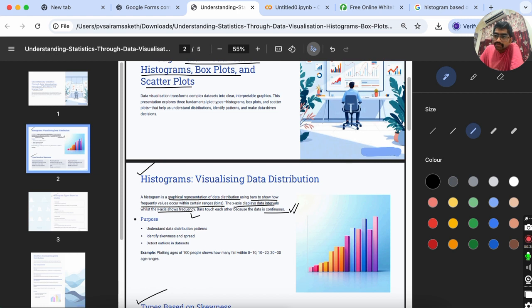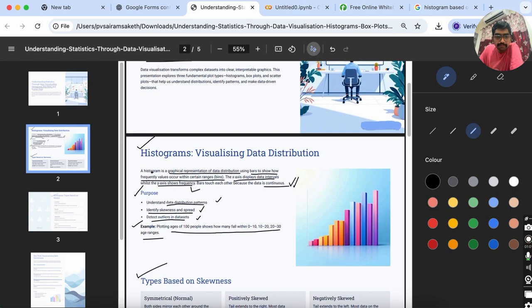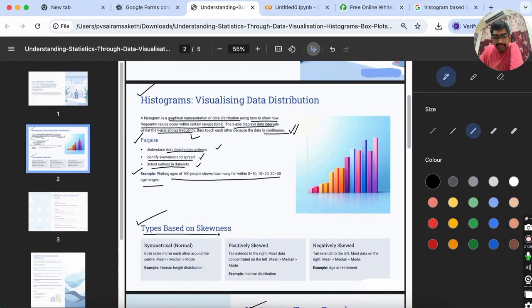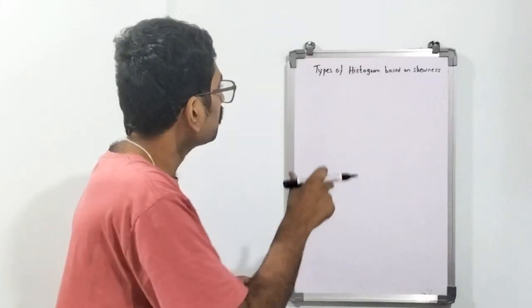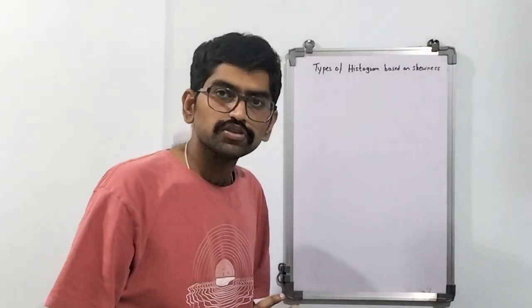Then we studied the purpose of the histogram. So what is the purpose? You should understand the data distribution patterns, that is important. To identify the skewness and spread, that is very important, and to detect the outlier, it is important. An example is plotting the ages of 100 people, which shows how many people fall within particular ranges. So now, the histogram is divided based upon the types of skewness. Now we will study the types of histogram based upon the skewness.